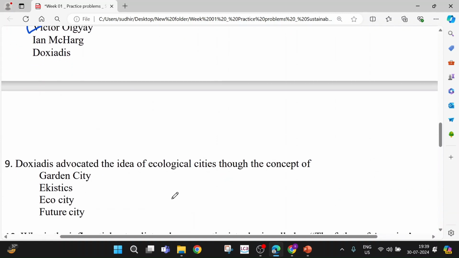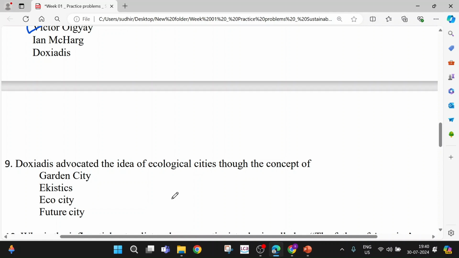Yeah, try to give an answer to this question. Question number 9, all of you. Doxiadis advocated the idea of ecological cities through the concept of A. No, it's not A. It's not A. Logistics. Crystal is also saying A. It's not A.